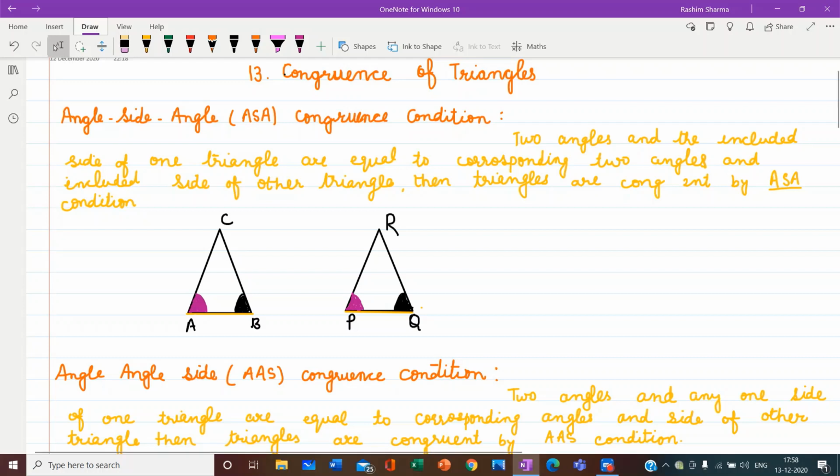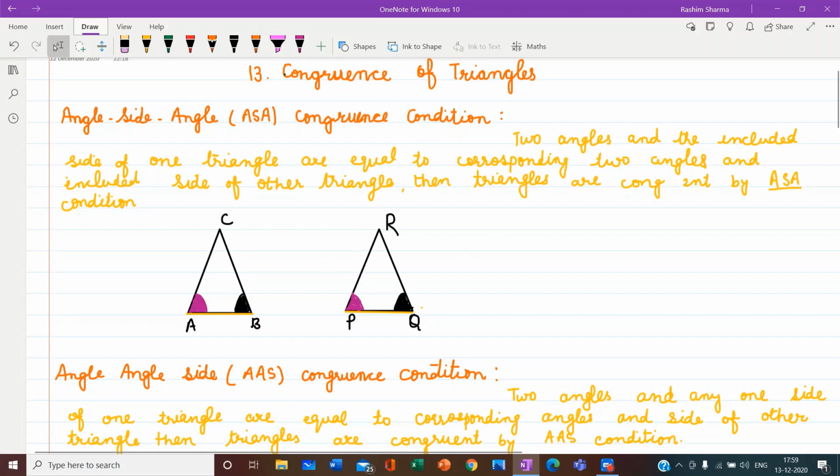Here you can see in this triangle ABC, this side AB is included side of angle A and angle B. Alright. So when two angles and included side of one triangle are equal to the corresponding two angles and included side of the other triangle, then triangles are congruent by ASA condition.